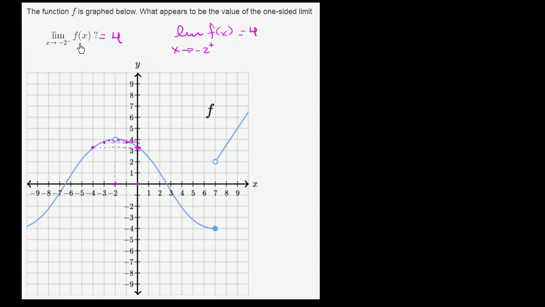Because the left-handed limit and the right-handed limit are the same value, because both one-sided limits are approaching the same thing, we can say that the limit of f of x as x approaches negative 2, from both directions, since from both directions we get the same limiting value, we can say that the limit exists there and it is equal to 4.